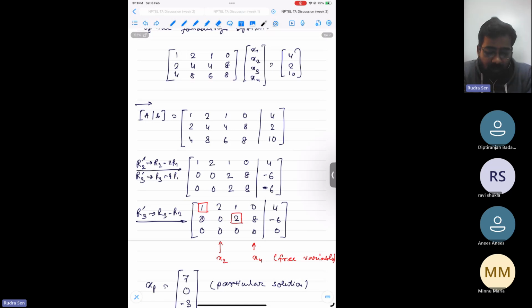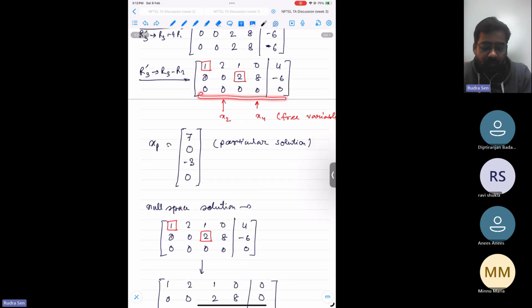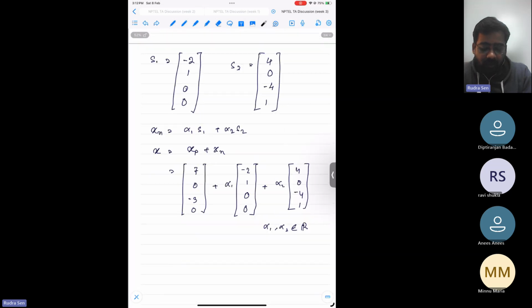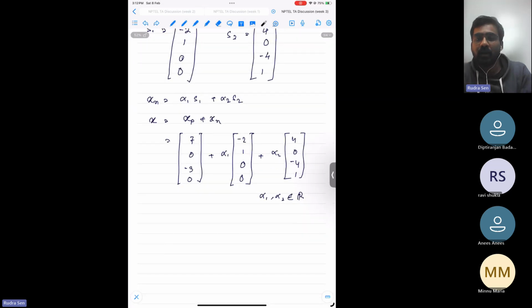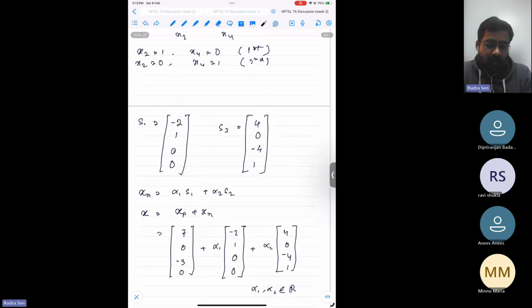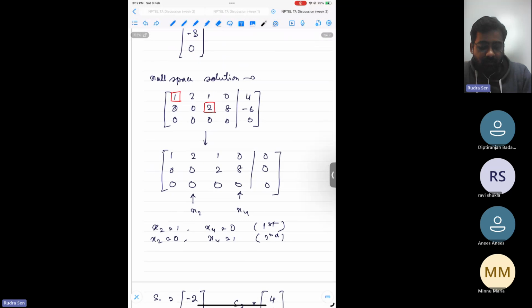So here the rank is basically 2, which is less than the row rank. So obviously the 0 equals 0 format is achieved, and we get infinitely many solutions because there are infinitely many real numbers. So put any real number, you will get a solution over here. Okay.